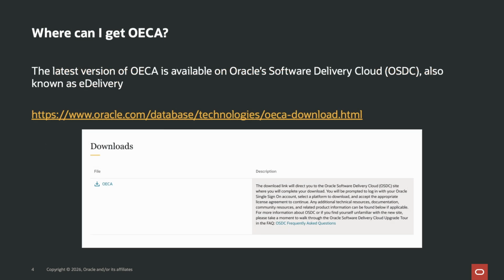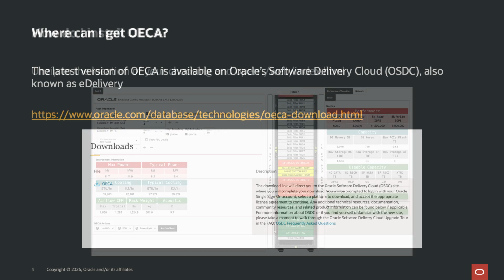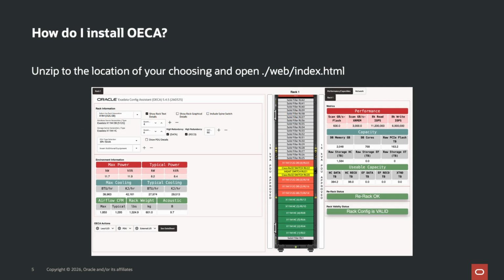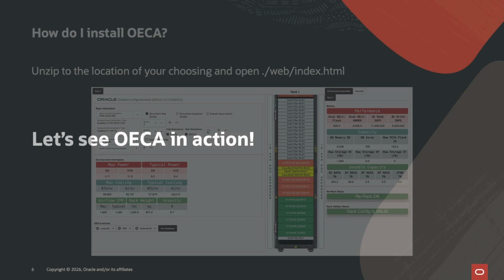Remember to always use the latest version of OECA. To download the latest version, go to Oracle Software Delivery Cloud, also known as eDelivery, using the following link. Once you've downloaded the latest version of OECA, starting OECA is as simple as going to the web directory in the downloaded folder and opening the index.html file. And you should see something similar to what you can see on the screen in your browser.